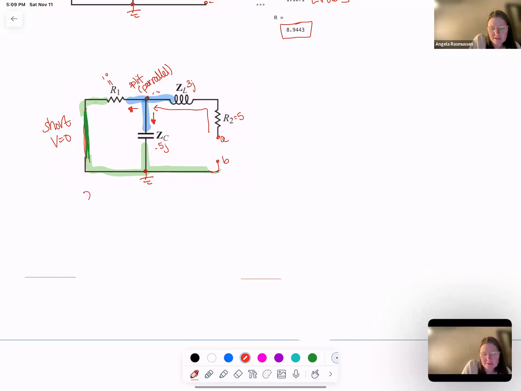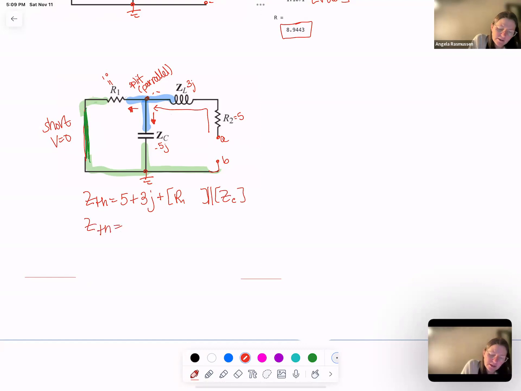So I can say that my ZTH goes through R2 first and ZL. And then I have two components that are going to be in parallel to each other. The first one on the left is R1, and on the right it's ZC. Rewriting this, I have 5 plus 3j plus 1 over R1, which is 10, and then 1 over ZC, which is minus 5j.